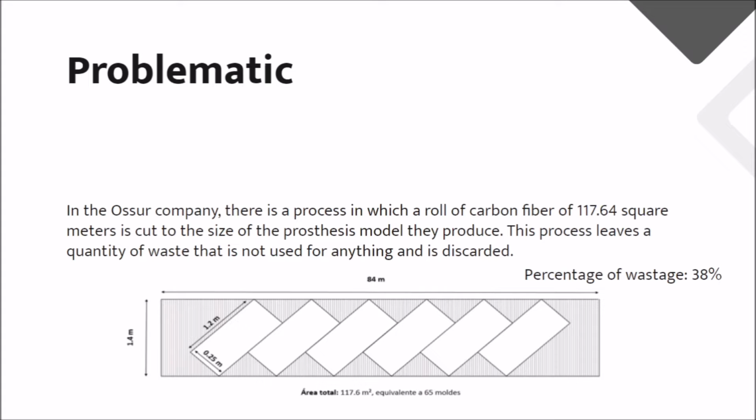Problem: in the Össur company, there is a process in which a roll of carbon fiber of 117.64 square meters is cut to the size of the prosthetic model they produce. This process leaves a quantity of waste that is not used for anything and is discarded. The percent of waste is 38%.